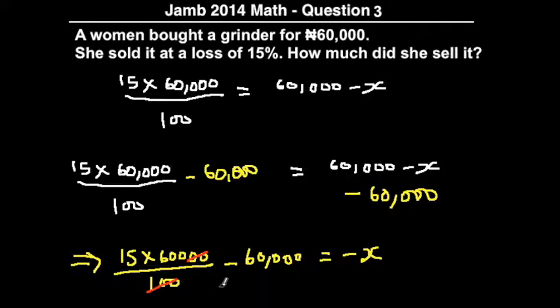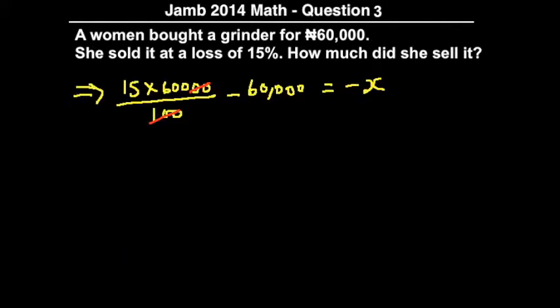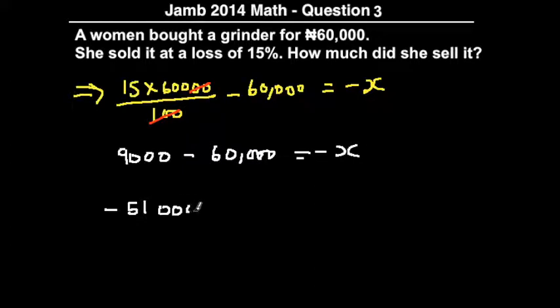If we multiply 600 by 15, we're left with 9,000. Therefore, we now know that 9,000 minus 60,000 is equal to minus x, which means that minus 51,000 is equal to minus x. Therefore, x is equal to 51,000.